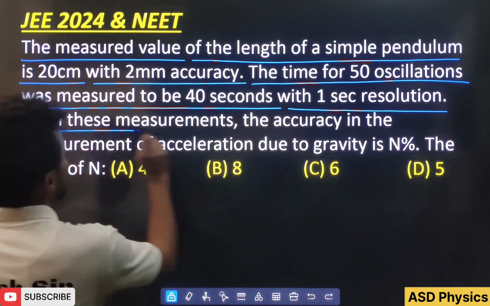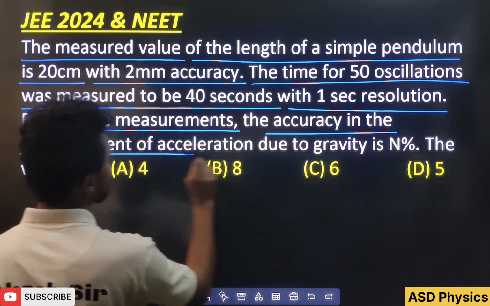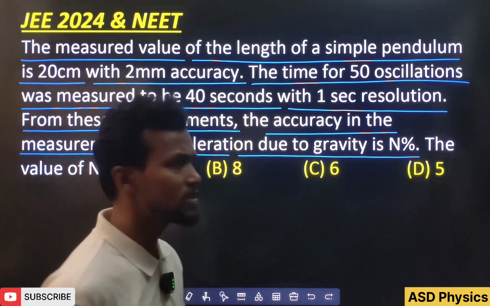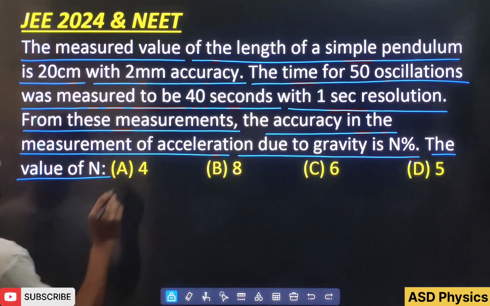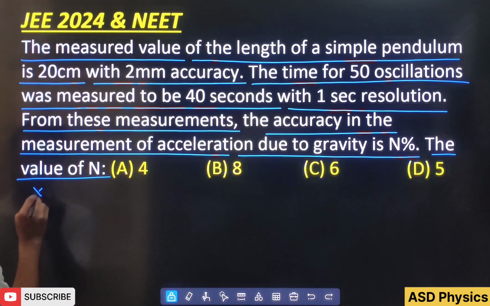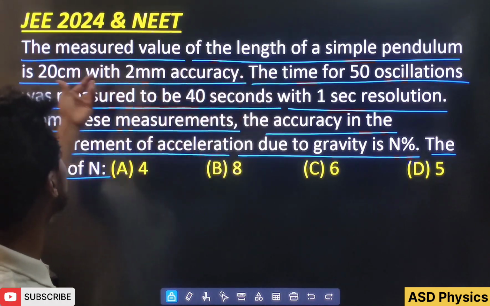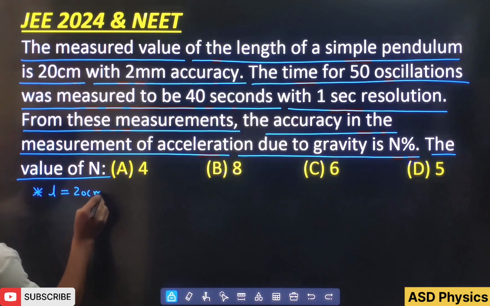Now see, from these measurements, the accuracy in the measurement of acceleration due to gravity is how much? N percentage. Then they are asking the value of N. So first we have to note down the data. First thing, remember that the students here have given the length of the simple pendulum. How much is given? 20 centimeters. So L is given here as 20 centimeter.